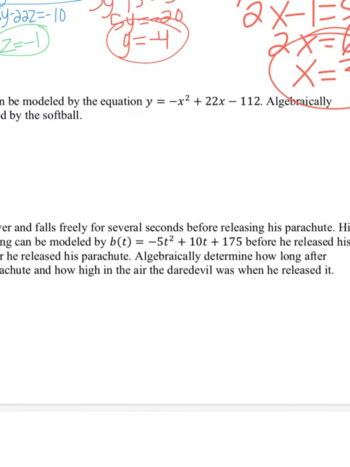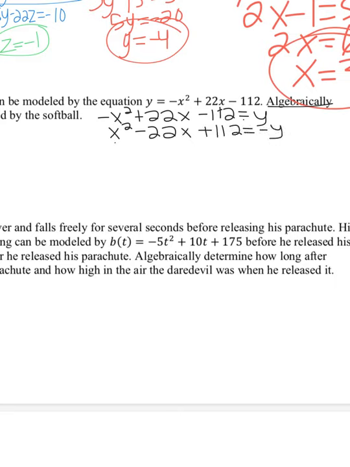So I'm going to take this equation. You have to do this by hand because it says algebraically. So I'm going to switch the sides. So negative x squared plus 22x minus 112 equals y. Divide everything by negative 1. So x squared minus 22x plus 112 equals negative y. Subtract the 112 to the other side.